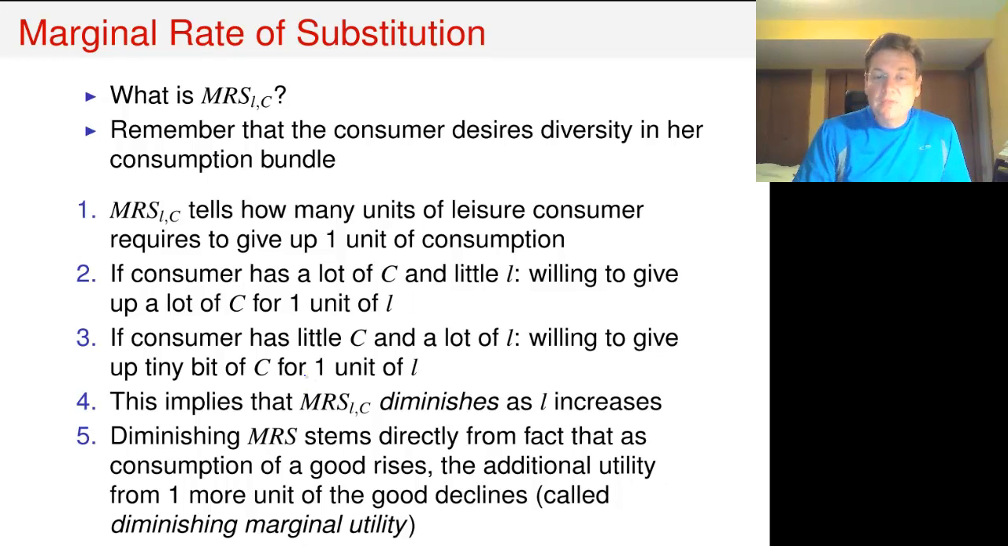So this reasoning implies that the marginal rate of substitution between leisure and consumption diminishes as leisure increases. And this diminishing marginal rate of substitution stems directly from diminishing marginal utility, which many of you have already seen in your micro courses, but this is analogous to the diminishing marginal product of labor that we saw on the firm side.